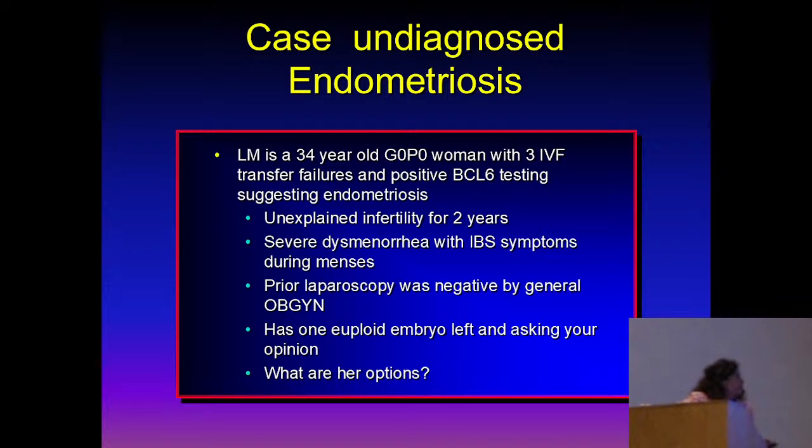So this is a little controversial. I'm interested in knowing your feedback. The patient had 3 IVF transfer failures, recurrent implantation failure. So then she had the Receptiva test, and she had a positive BCL6. She had unexplained infertility for 2 years, some dysmenorrhea, irritable bowel symptoms, but she had a prior laparoscopy. It was negative by her OBGYN.